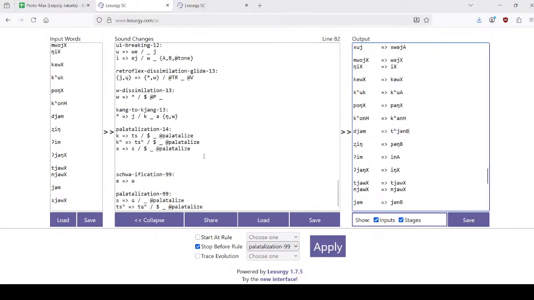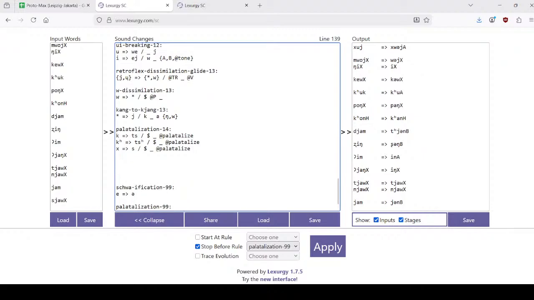Yeah, do I have the schwalification? Okay. So they're kind of mixed, I guess. So let me just add ya to something back here. Yan to or yen to yan or something like that. Because none of these matter. They don't contrast.